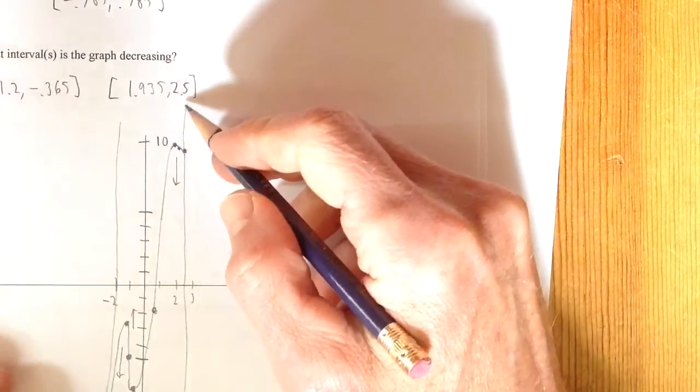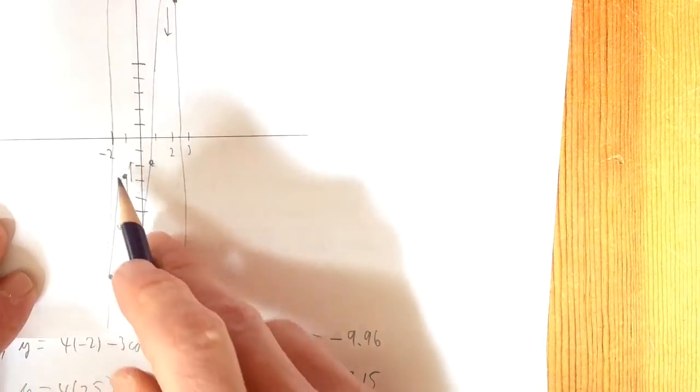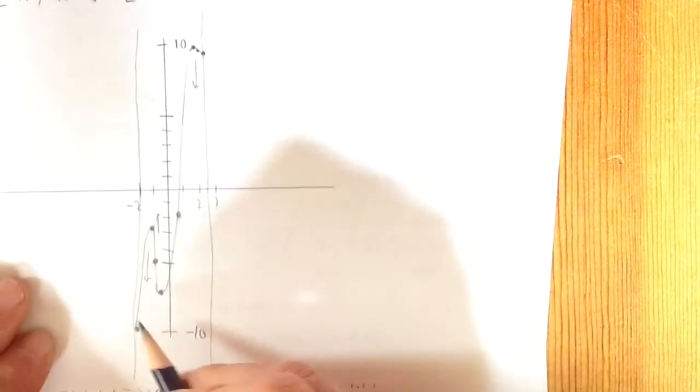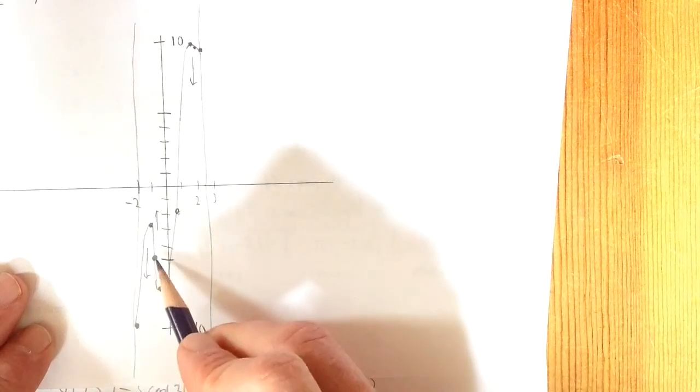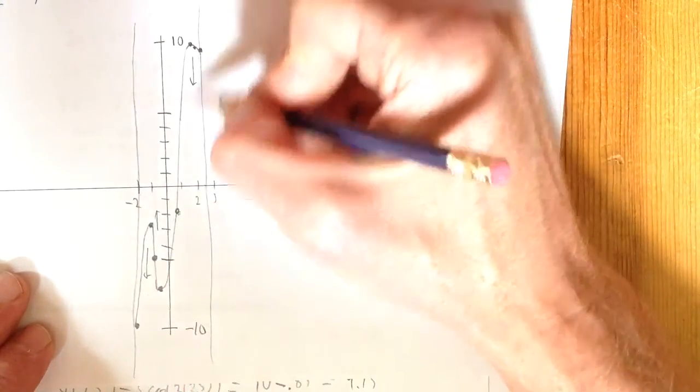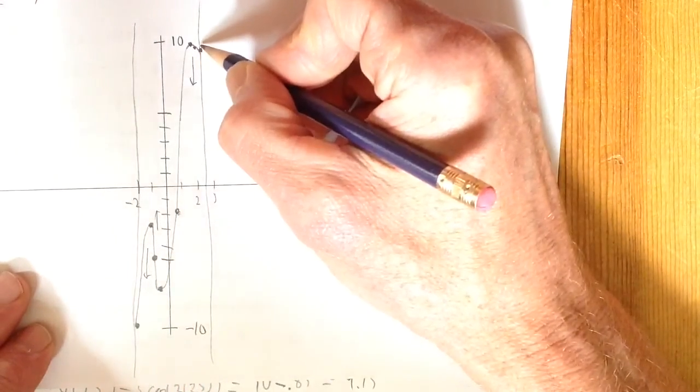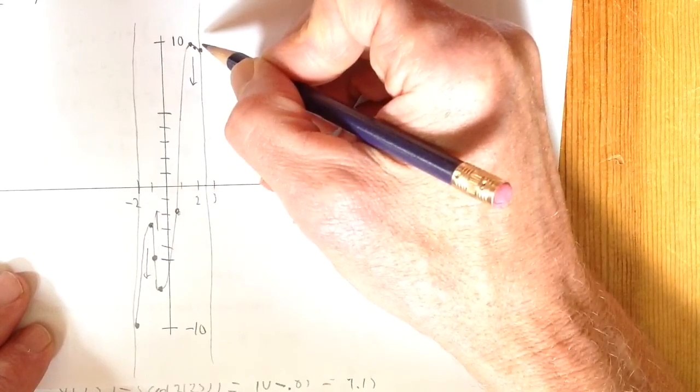And again, if I had said increasing, you would just have said from here to here and from here to here. And if I had said concave down, you would have said from the endpoint to this inflection point, and from this inflection point to that inflection point.